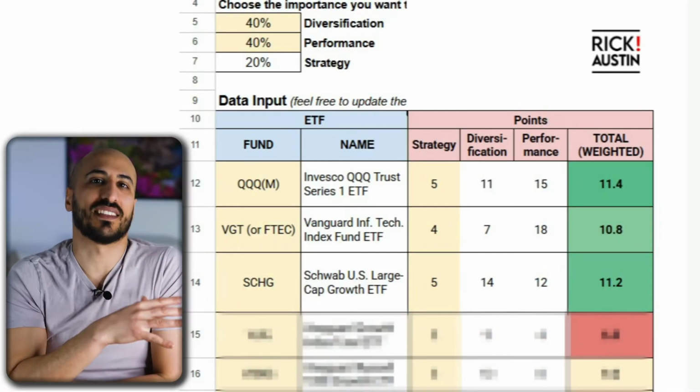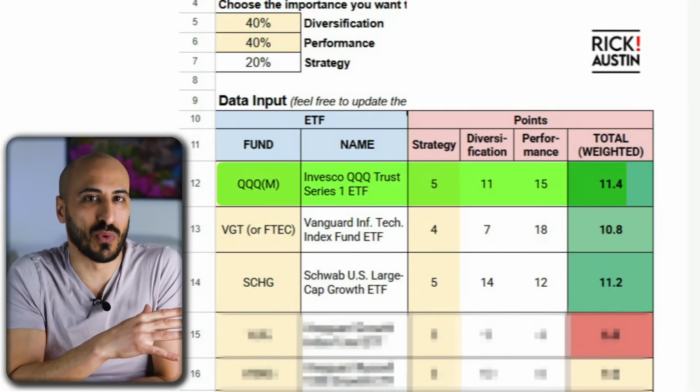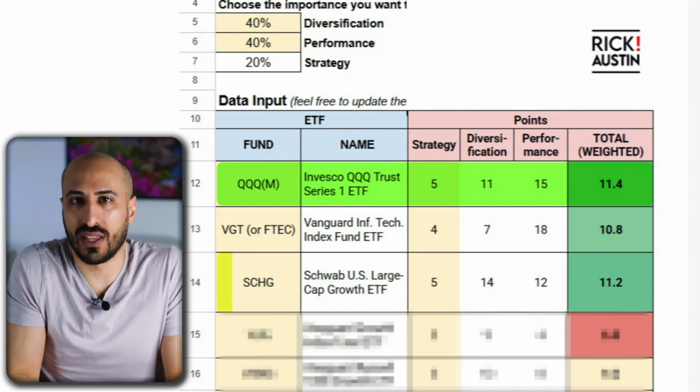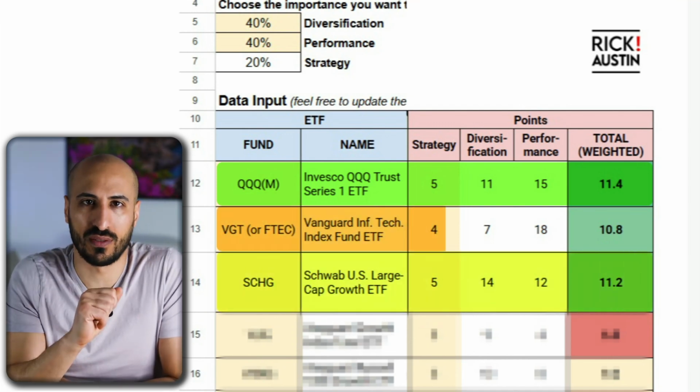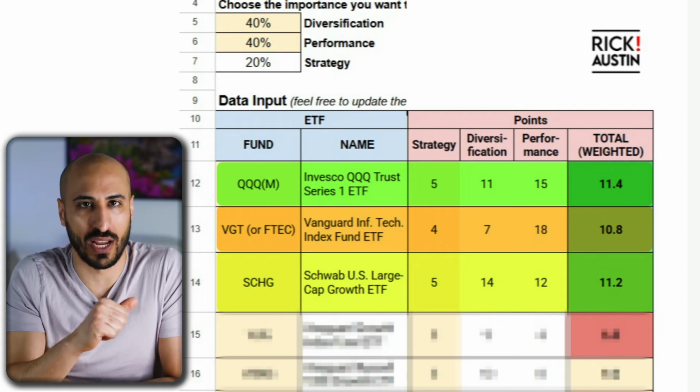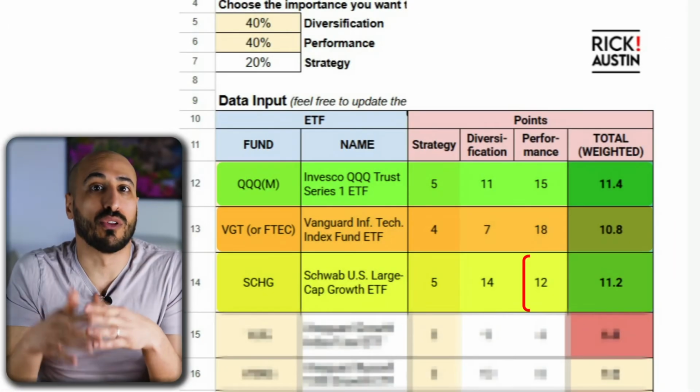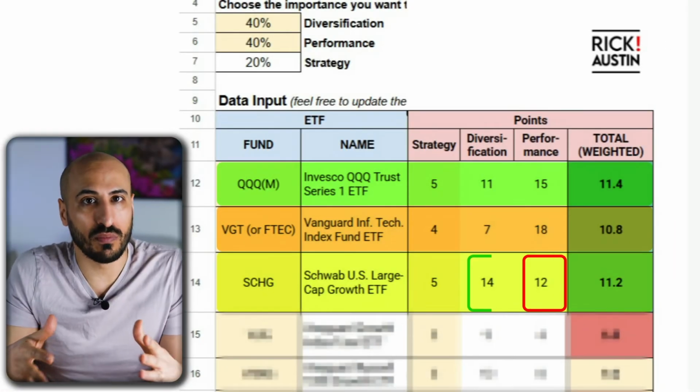So with the weight that I set here, QQQM comes out as a winner with 11.4 points, followed by SCHG as a close second with 12.2 points, and VGT in third position with 10.8. Now this table kind of confirms my opinion on QQQM. I believe it's really a wonderful ETF because it has the best balance between sector and company diversification, but also wonderful long-term performance.